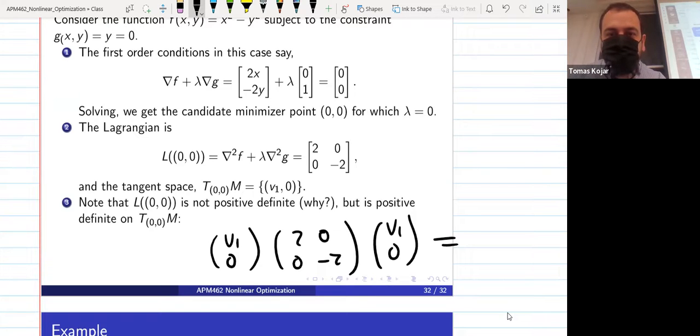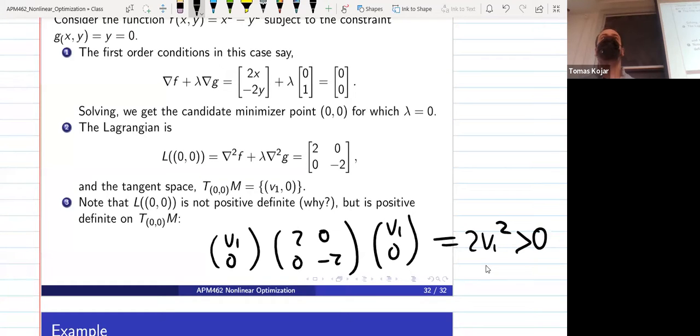When solving for x and y, we also include the constraint. Constraint was g. Is it hard? Like this. So you get this, and then 2v1 squared, which is strictly positive when it's not 0. And that's all you wanted.